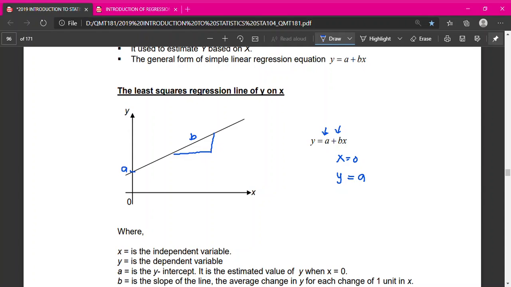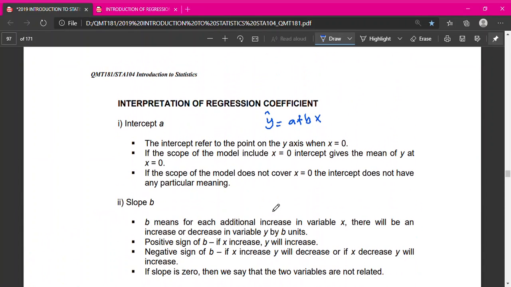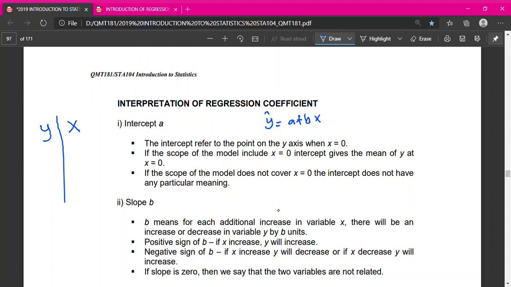So, dekat sini, value A, y. Okay. So, because of that, dia kata kat sini, the intercept refers to the point on the y-axis when x equal to 0. If the scope of the model includes x equal to 0, the intercept gives the mean of y at x equal to 0. So, maksud dia kat sini, bila you ada data x dan juga you ada data y kan. So, data you, the scope of the model include x equal to 0. So, dalam data you, dia punya scope of x ni includes 0. Maksudnya ada dalam dia punya data tu dalam range of 0.